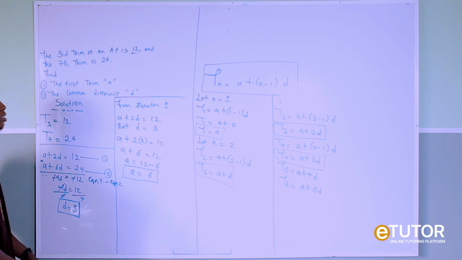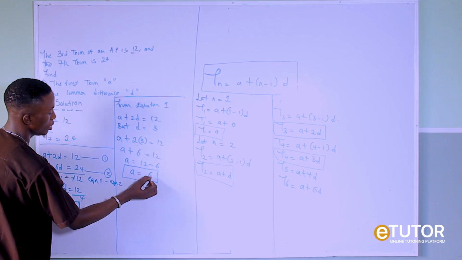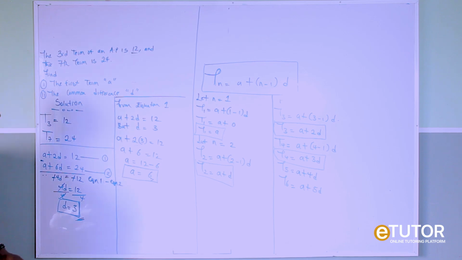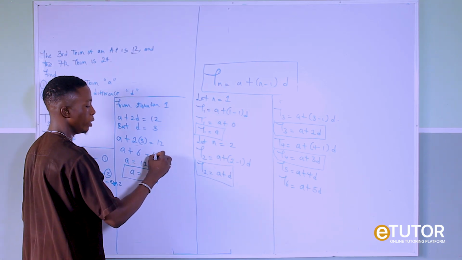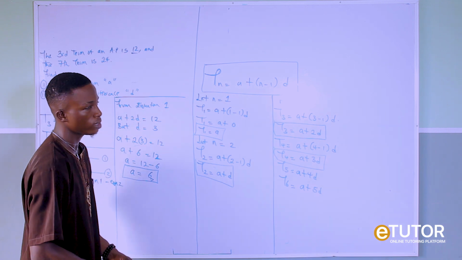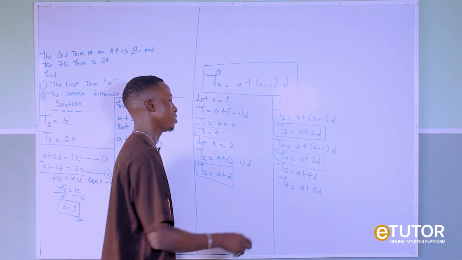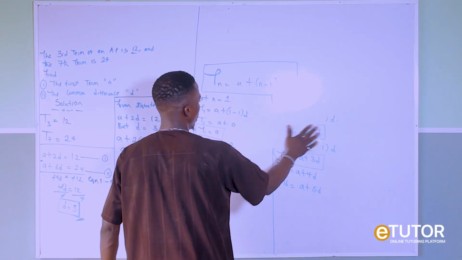So we have solved the question. So my a is 6 and my common difference is 3. So that is how you work with simultaneous equations. Now, the next thing to do, let us take another example.